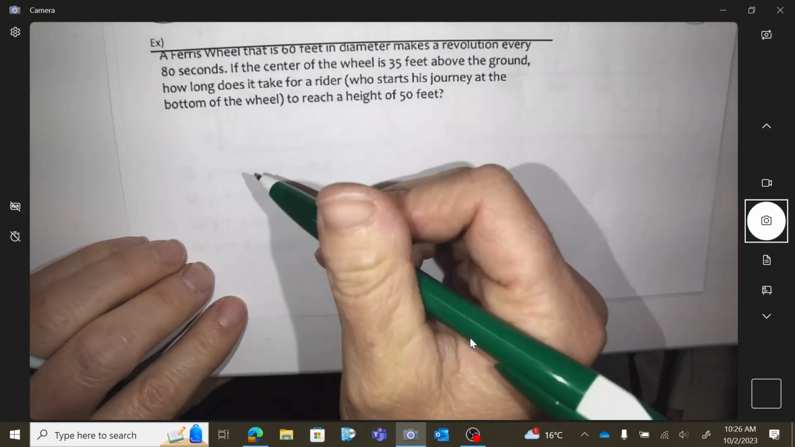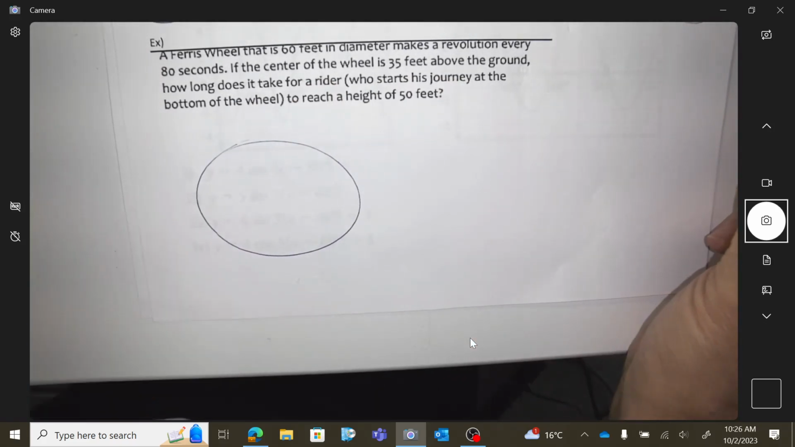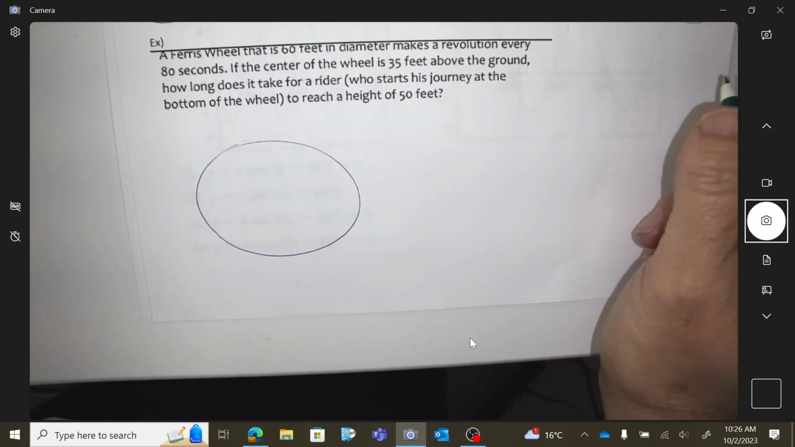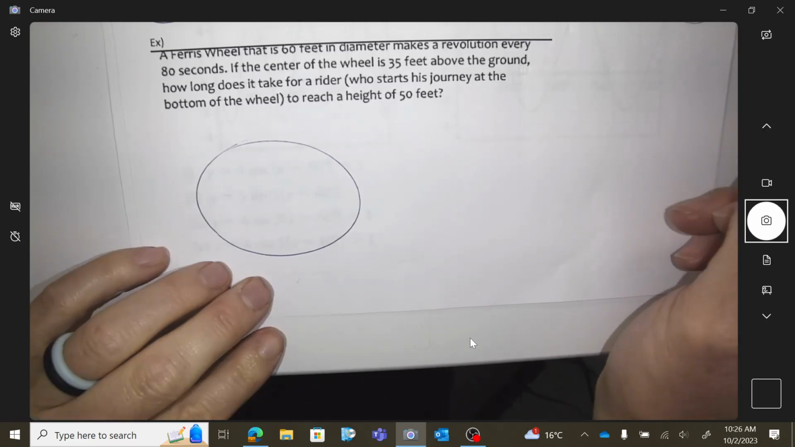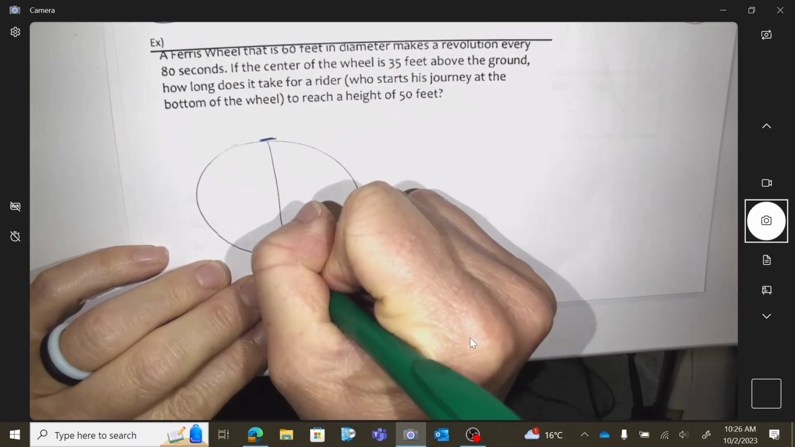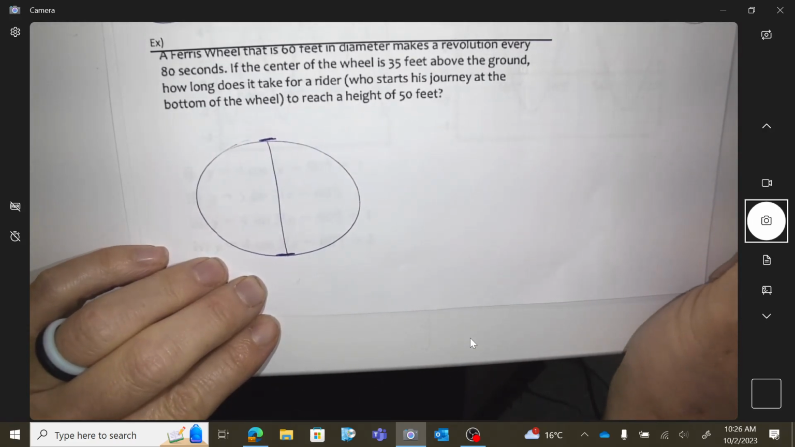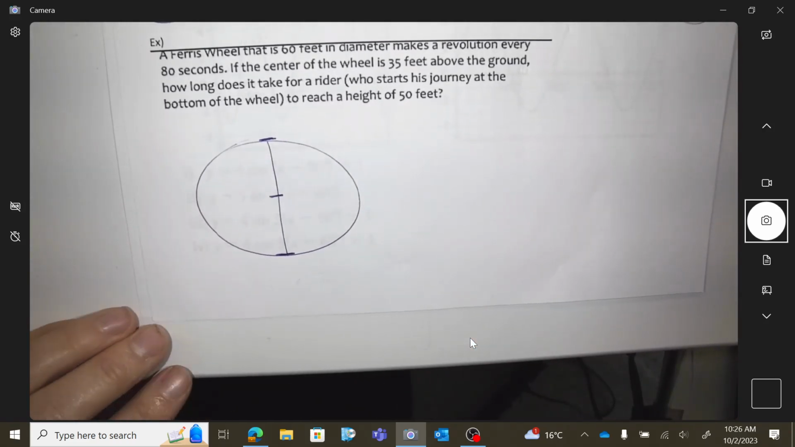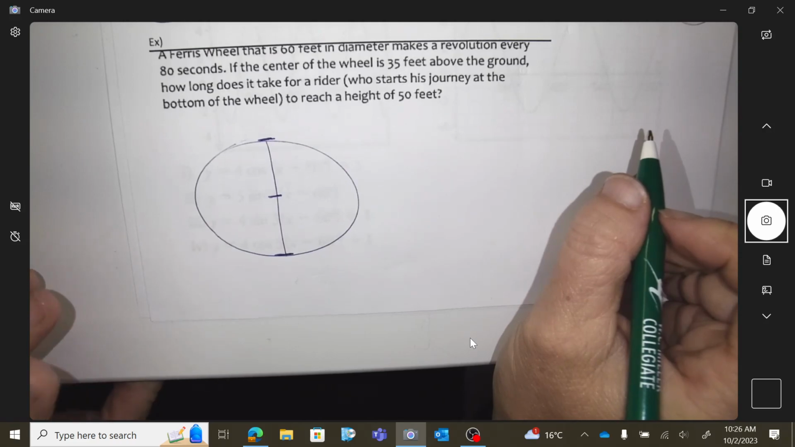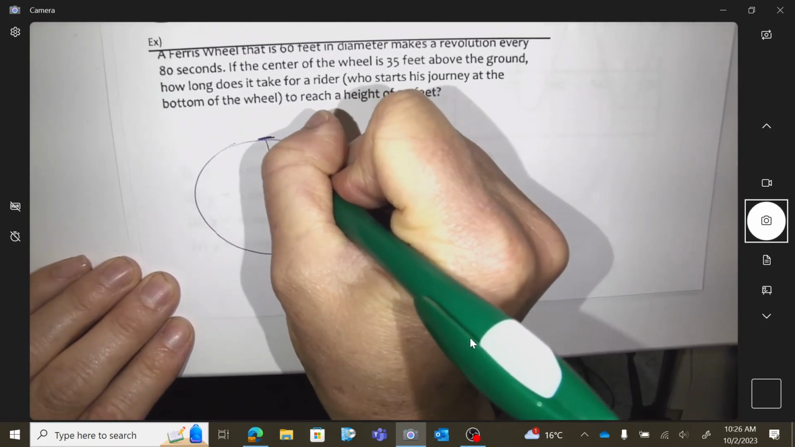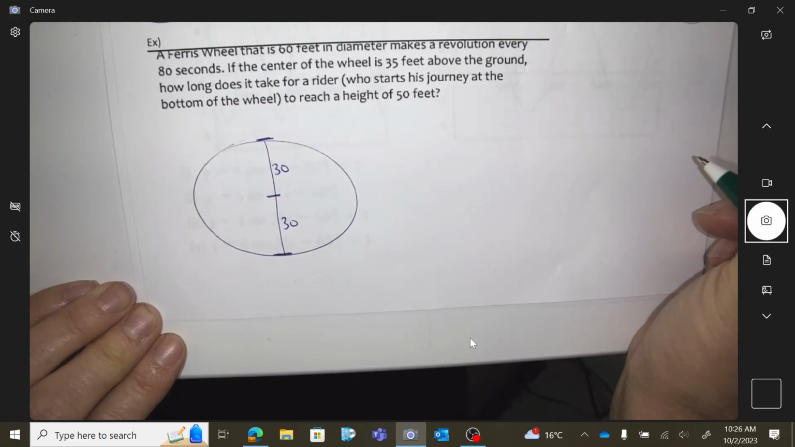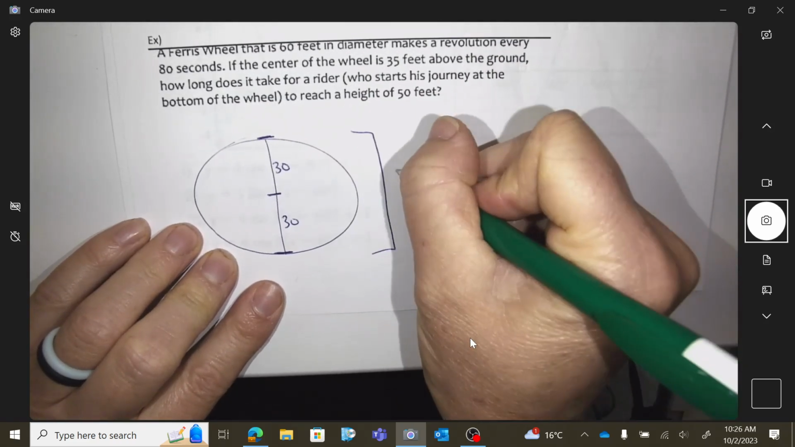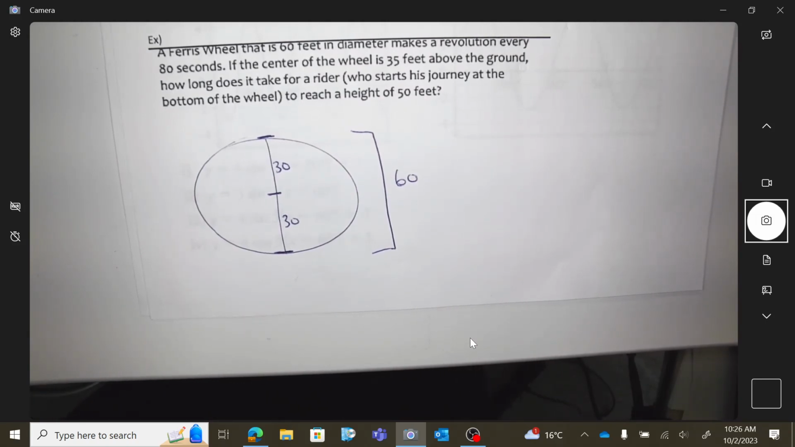Okay, word problem. We have a Ferris wheel. Do we know how Ferris wheels work in real life? You can visualize it? So a Ferris wheel moves sinusoidally. I bet you've never thought about that when you ride a Ferris wheel before. So it is 60 feet in diameter. What's the radius of this wheel then? 30. So it's got a diameter of 60.